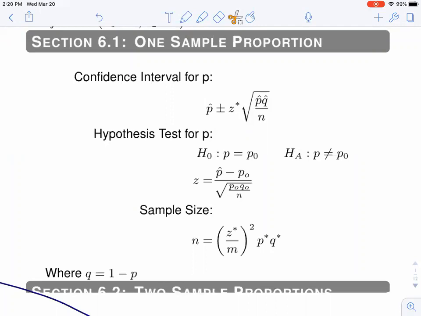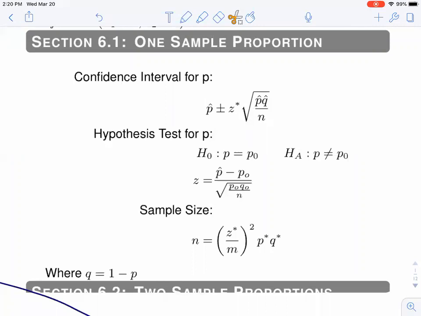P hat again, q hat is 1 minus p hat. And then n is your sample size, which you already needed to find your p hat, right? So there's very, very little information that you need to build a confidence interval for a proportion.